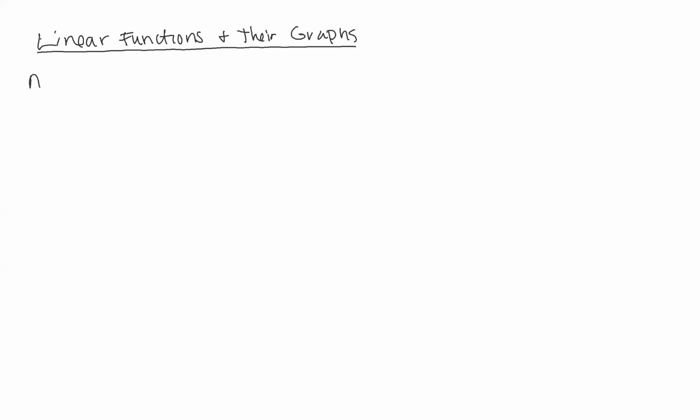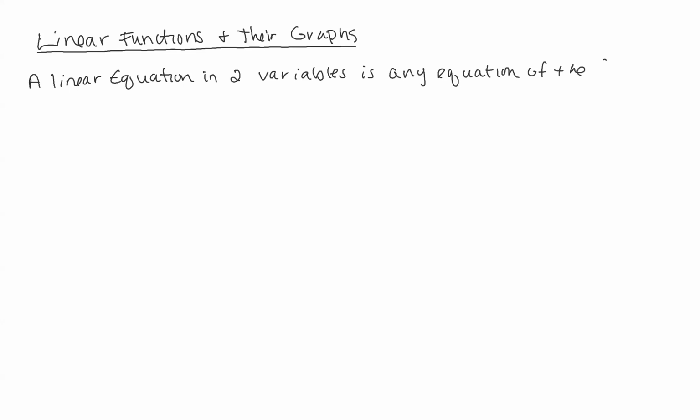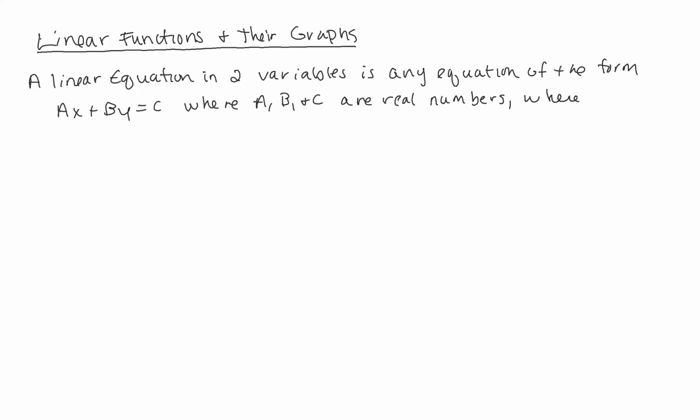So first of all, a linear equation in 2 variables is any equation of the form ax plus by equals c, where a, b, and c are real numbers. That means a, b, and c can be positive, negative, whole numbers, integers, decimals, fractions, whatever. Where there is one condition: a, b, and c can be any kind of number, where a and b are not both 0.